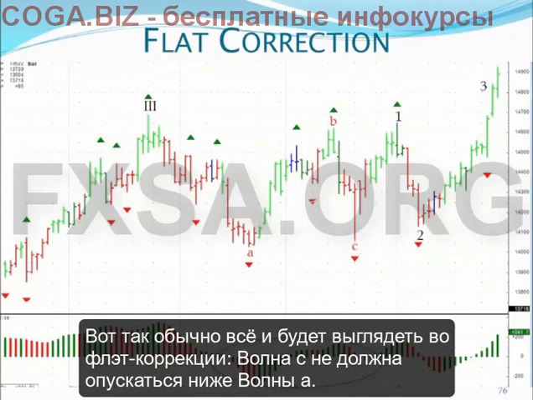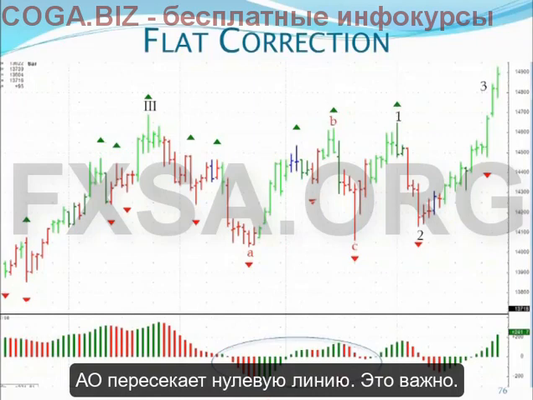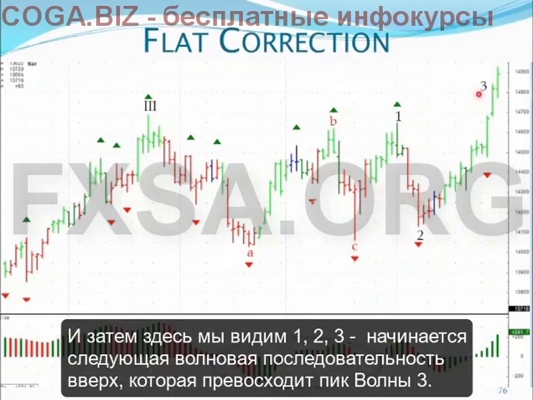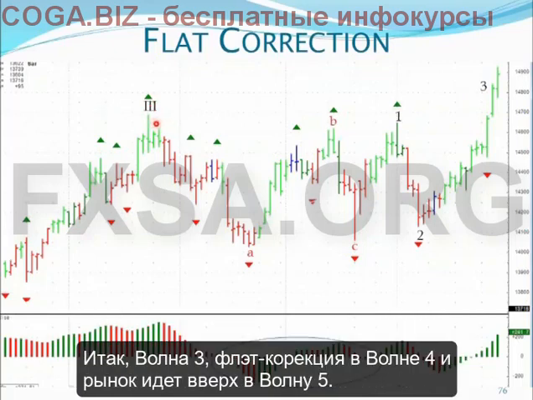C does not have to go below the A wave. The AO did cross below the 0 line, which is important, and then here we see 1, 2, 3 starting off the next wave sequence going up after the top of this wave 3. So a 3, a flat 4, market going up for 5.